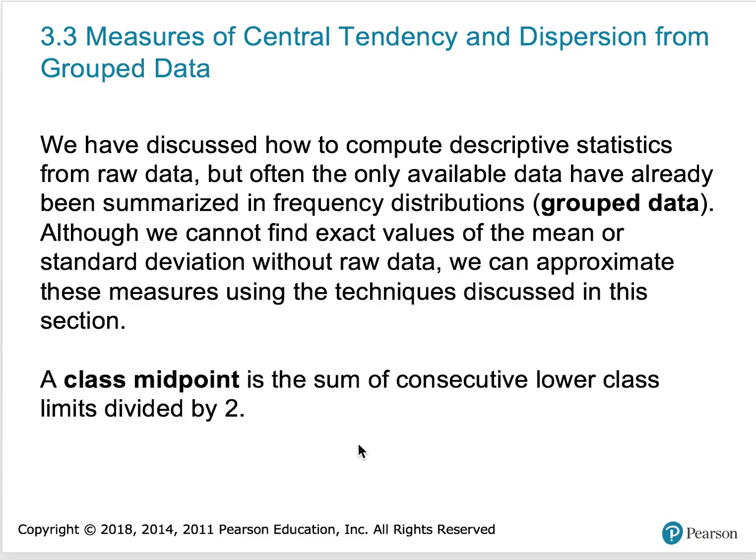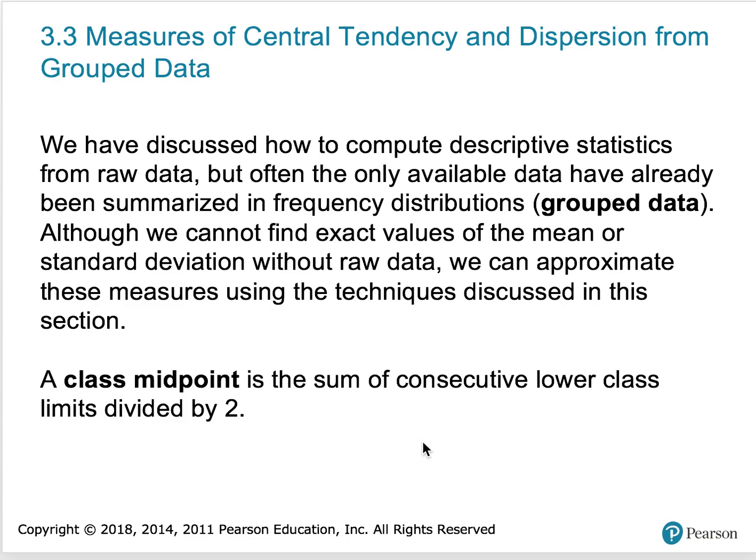Okay, 3.3 is measures of central tendency and dispersion from grouped data. So we've discussed how to compute descriptive statistics from raw data, but often the only available data have already been summarized in frequency distribution tables, making it grouped data. Although we cannot find exact values of the mean or standard deviation without the raw data, we can approximate these measures using the techniques we're going to discuss in this section.